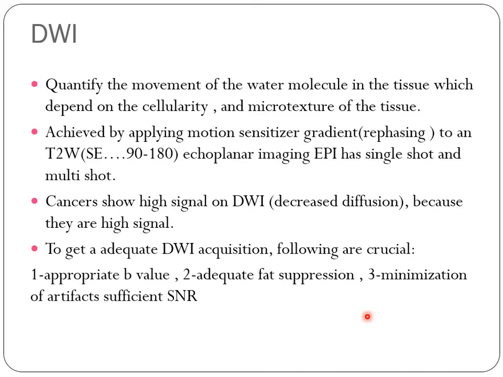The spin echo, a T2 weighted image, is a spin echo in which we give a 90 degree pulse and then a 180. Echoplanar imaging has single shot and also multi-shot acquisition. I'd like to ask Dr. Ahmed to clarify a little bit more about the echoplanar.